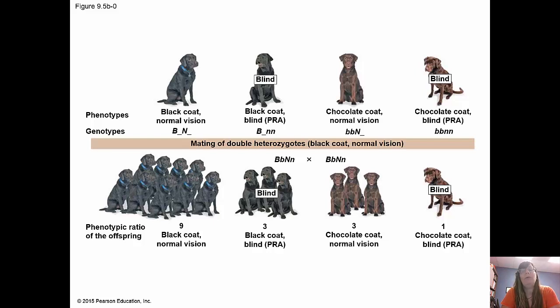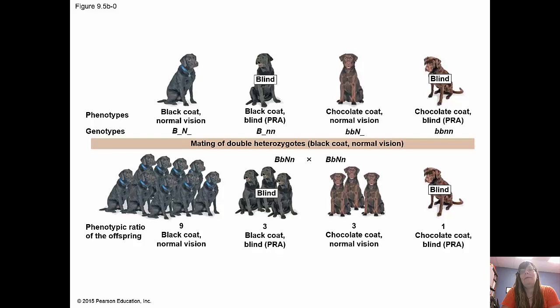Their phenotype is black coat, normal vision, because they have those dominant alleles. But again, when you cross them, you're going to have 4 gametes for sperm, 4 gametes for eggs. Those gametes would be big B, big N, little b, big N, big B, little n, little b, little n. And you can match them up however you want.